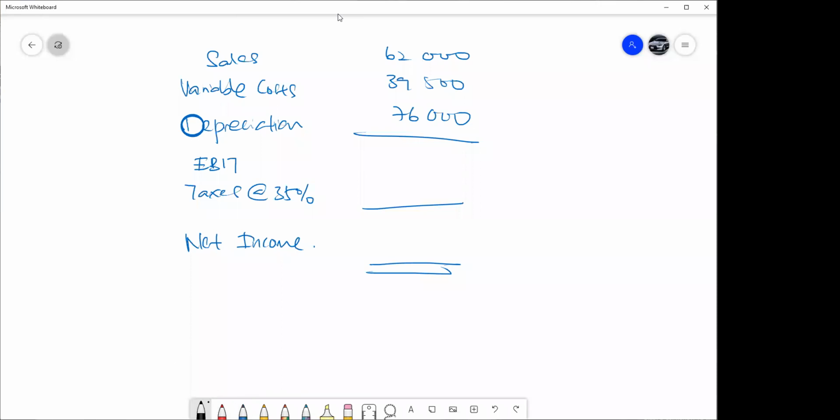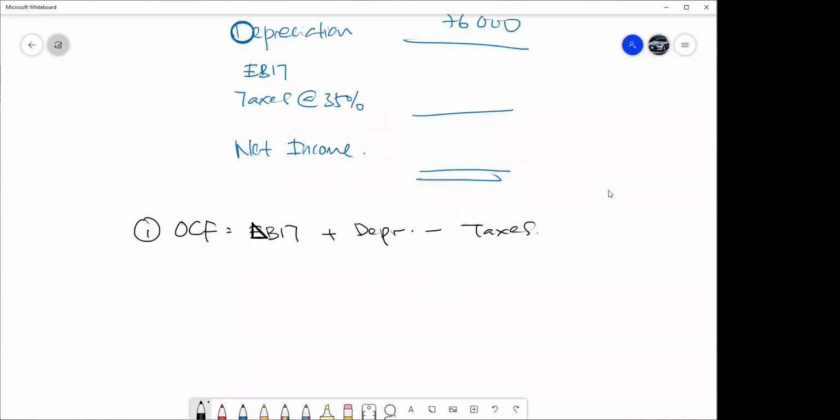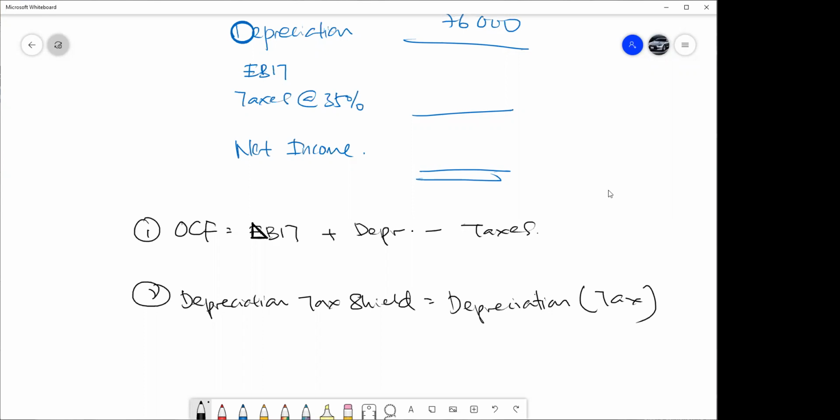They want you to find two things. Number one, they want you to find OCF. So I think you still remember your OCF, the formula is EBIT plus depreciation minus taxes. The second thing I want you to find is the depreciation tax shield. So basically, it is depreciation times tax. Simple.